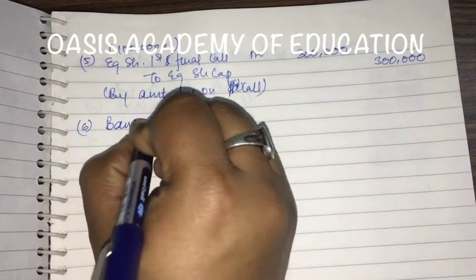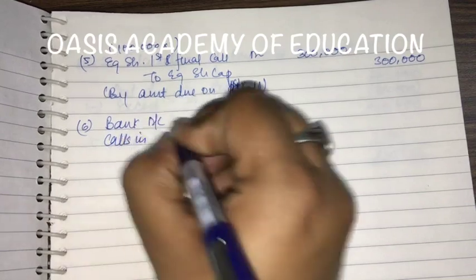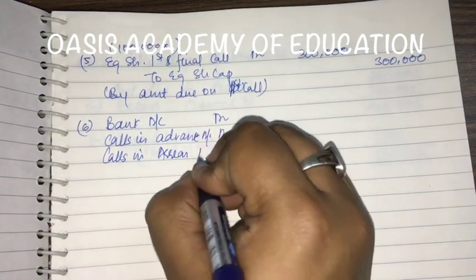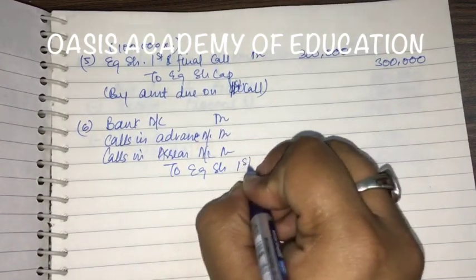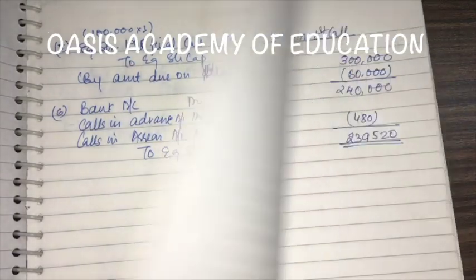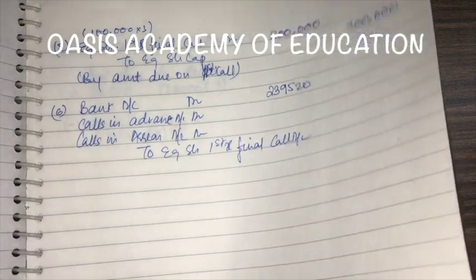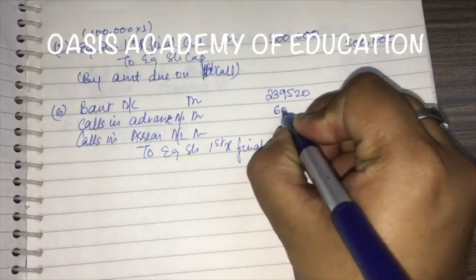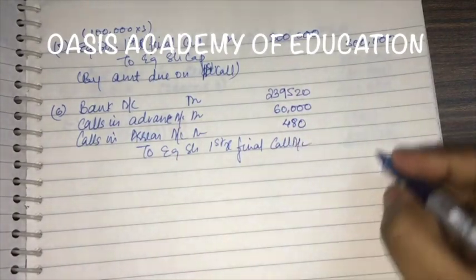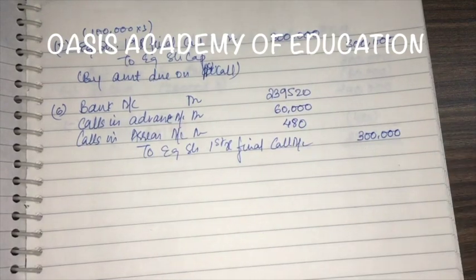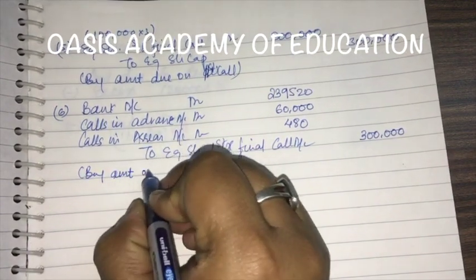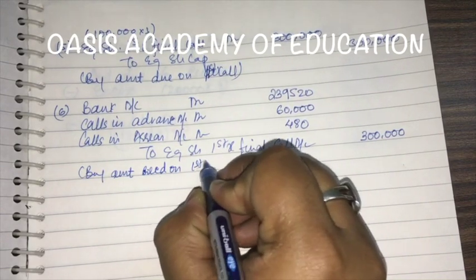Bank account debit, calls in advance account debit, calls in arrear account debit to equity share first and final call. Now, so the bank account is 2,39,520. Calls in advance will be 60,000. Calls in arrear will be 480 और इन सब का टोटल मिलाकर आ रहा होगा 3 लाख रुपीस. Being amount received on first call.